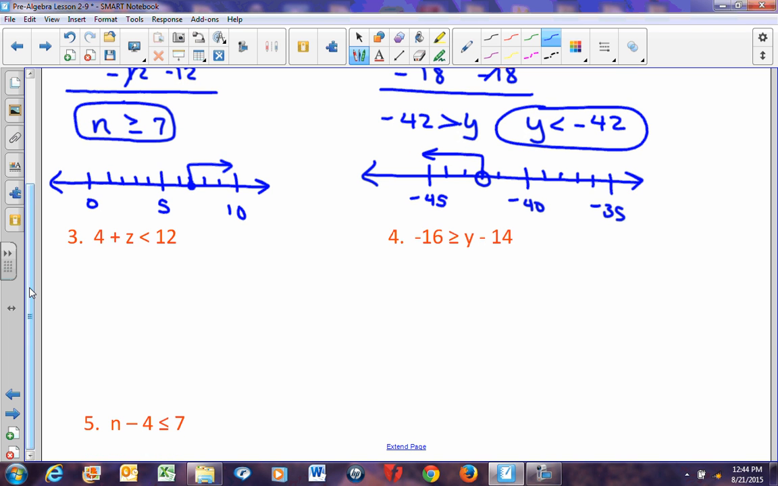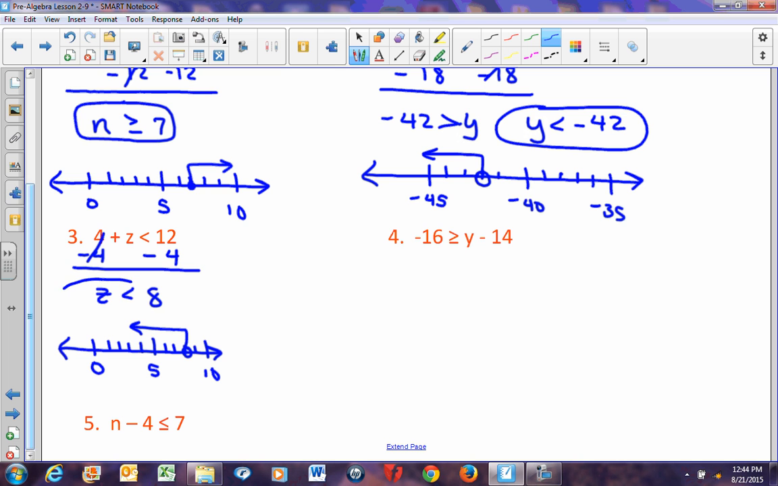Let's look at number 3 here. 4 plus z is less than 12. So they added 4 to z because 4 is positive. We'll subtract 4 from z, and we'll subtract it from the other side. So now we have a positive z is less than 12 minus 4, which is 8. So less than 8, so let's say that this is 0, 1, 2, 3, 4, 5, 6, 7, 8, 9, 10. Less than 8, open circle at 8 with a line moving to the left. So this is my solution and the graph. We need to have the inequality and the graph.